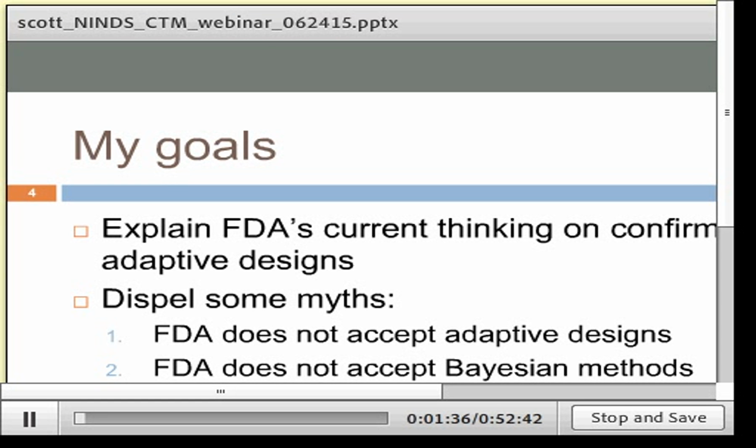So I have three basic goals today. The first is to explain FDA's current thinking on confirmatory adaptive design. Second is to dispel a couple myths. I'm not sure if these are widely held myths, but I have heard them before. One, that FDA doesn't accept adaptive design trials, and two, that FDA doesn't accept Bayesian methods. And then finally, I'm going to try to give a little bit of advice on moving adaptive design proposals toward regulatory acceptance, on advice on interacting with FDA.